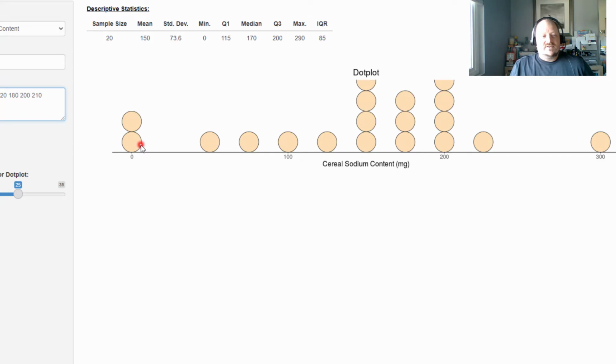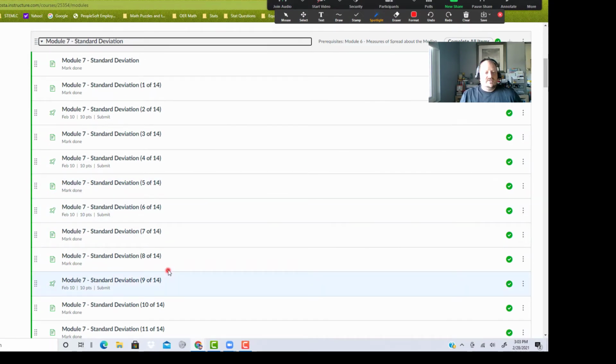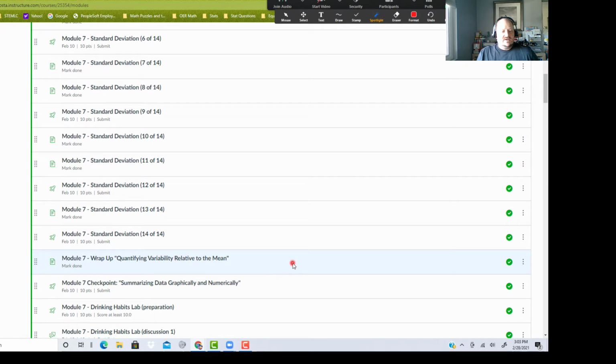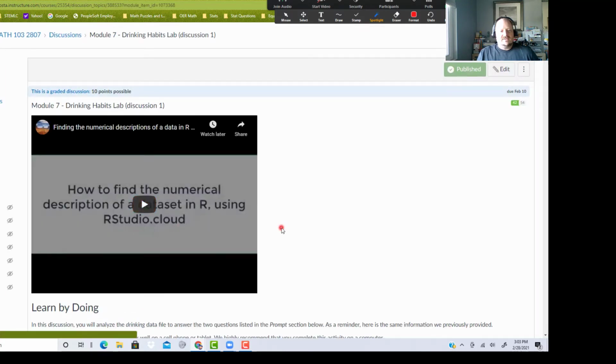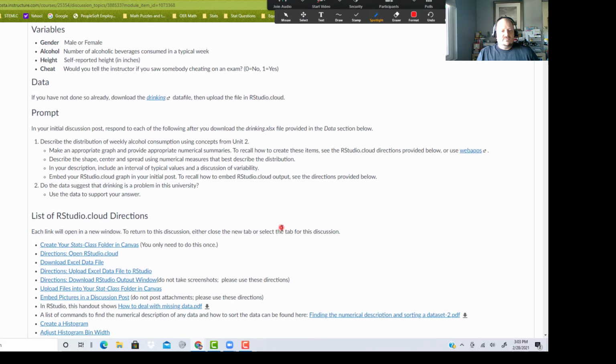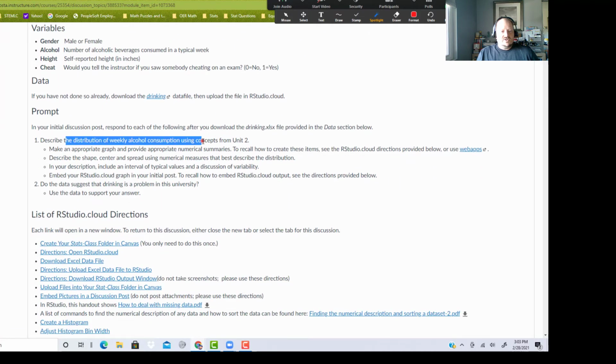So those are the big ideas for this unit. If you want to check your module pieces, you're going to have 14 pieces here as well. There is a lab on drinking habits, and so that's a chance for you to once again practice using R or RStudio. You're making a distribution of weekly alcohol consumption, and then trying to decide, based on the numerical measures, do you think there's a problem with drinking at this university? Again, you can use RStudio or the web apps, and it's up to you to decide what would be the best type of graph to represent this data.